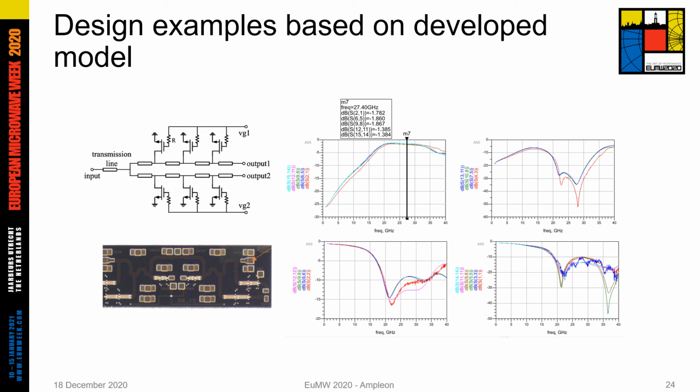We also realized in the same process the SPDT switch, an absorptive switch, which you can see here as well. The simulation and the measurements fit very well over a very wide band range, almost from DC up to 40 gigahertz. And this shows that with a good model, you can reduce the design cycles and also increase the sustainability of the process.